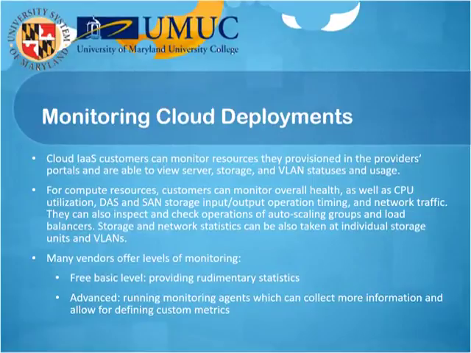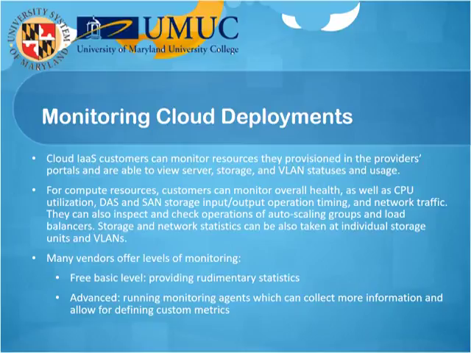Monitoring cloud deployments. Cloud infrastructure as a service customers can monitor resources they have provisioned in the provider's portals. They can look up the server, storage, and VLAN statuses and usage. For compute resources, customers can monitor the overall health as well as CPU utilization, DAS and SAN storage input-output operation timing, and network traffic. They can also inspect and check operations of auto-scaling groups and load balancers. Storage and network statistics can also be taken at individual storage units and VLANs.